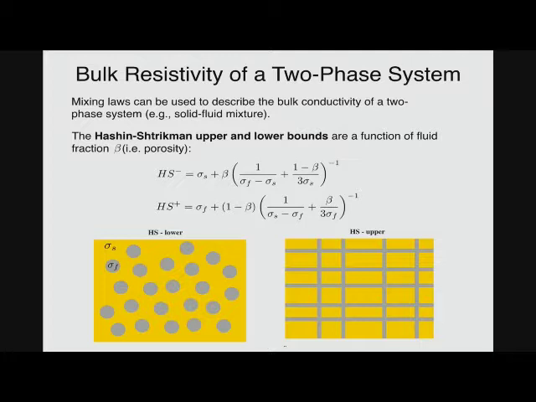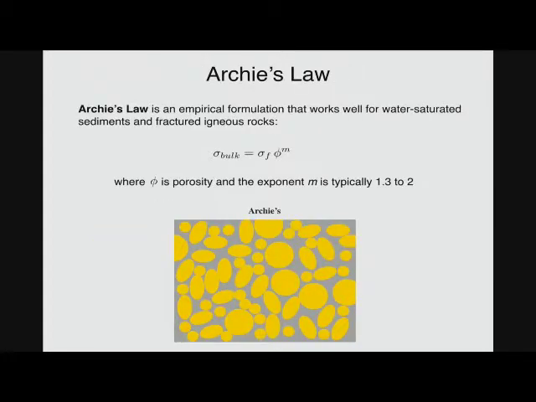The lower bound corresponds to the fluid being isolated in spheres that are not very well connected, so you don't get an enhancement of conductivity because the conductors are isolated. Whereas the upper bound, you can think of as a network of wires or grain boundary conductors. If the yellow is the solid matrix and it's resistive, the gray is the fluid acting like little wires that are short-circuiting the bulk conductivity.